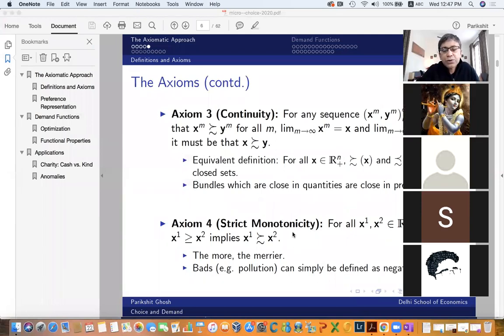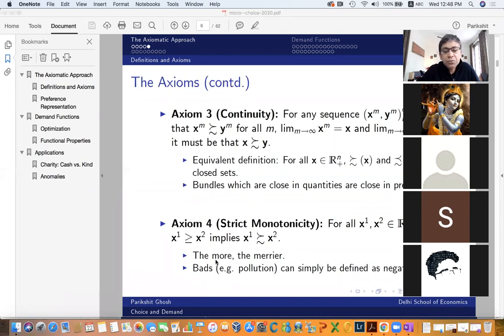The last axiom is strict monotonicity. I think this should be rephrased slightly. Notice this is not a curly inequality. It says that if you compare these two bundles, the first bundle weakly dominates the second bundle, meaning the first bundle has at least as much of each good as the second bundle. It allows for ties, for equality, but for no good does the first bundle contain a lesser quantity.